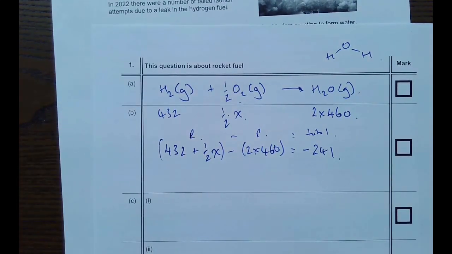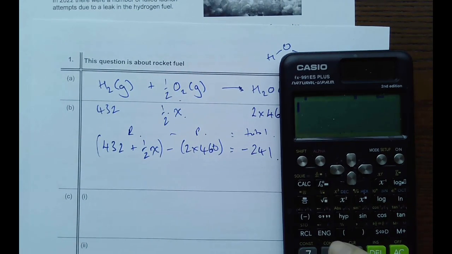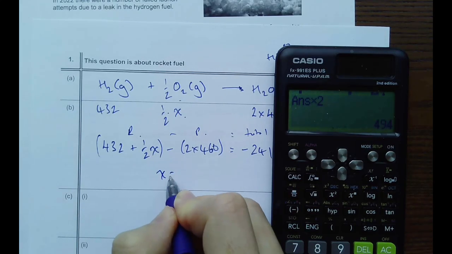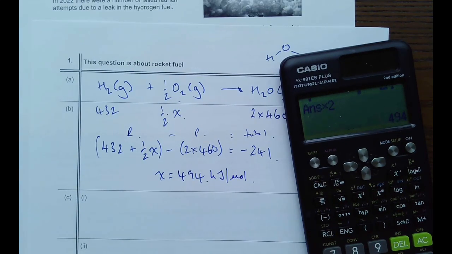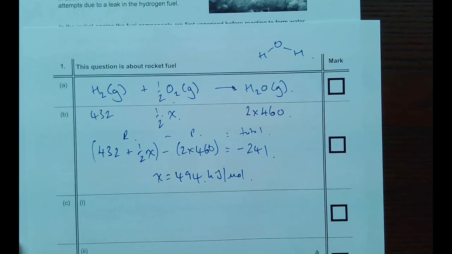Alright, so to solve for X, I just need to quite simply do minus 241 plus 2 times 460, take 432, multiply by 2, gives me X equals 494 kilojoules per mole. Okay, which is about what you'd expect, right? So you'd expect it to be roughly in that region.